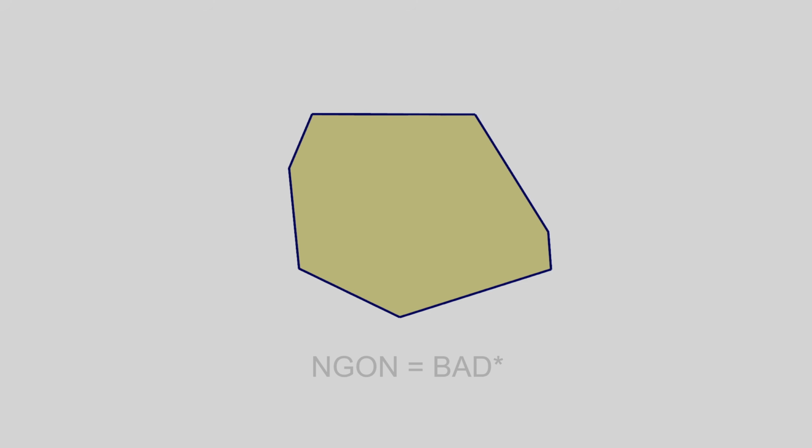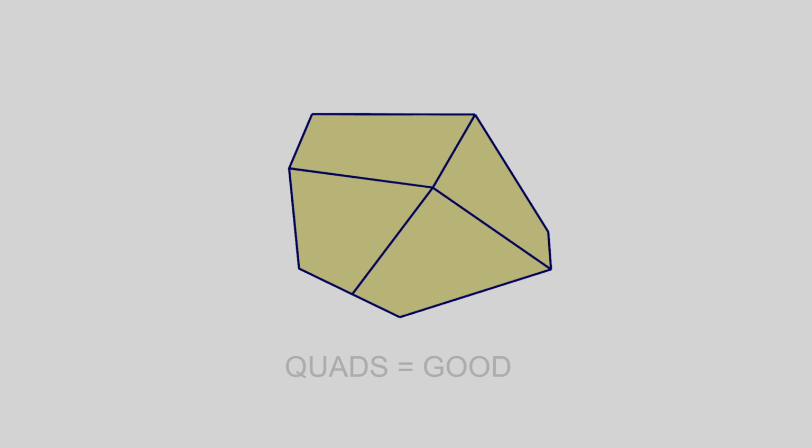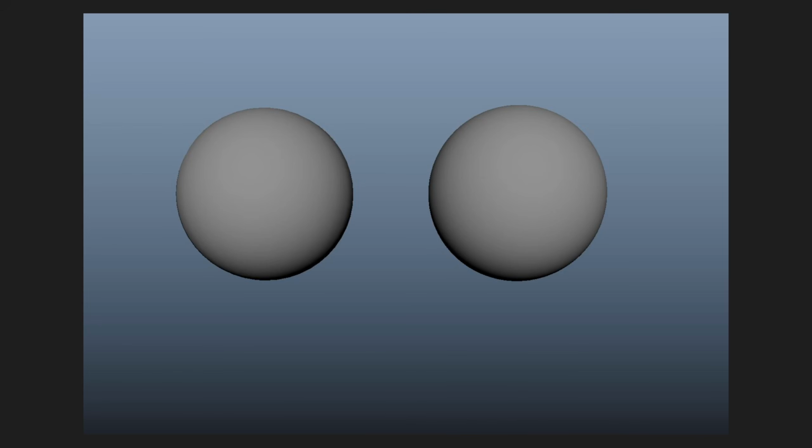So for now, NGONs are bad and quads are good. Here we have 2 spheres, and I want you to look good and hard because I want to know if you can tell a difference between these 2 shapes. This was a test given to us on my first day of 3D modeling school back in the day. And the teacher asked, can you tell me what the difference is between these 2 balls? And the answer is there isn't really much of a difference on the surface.